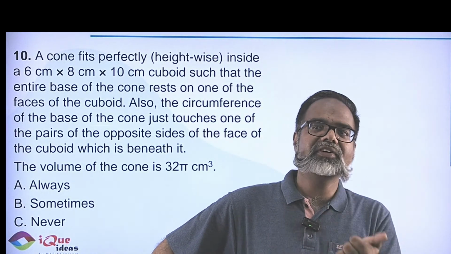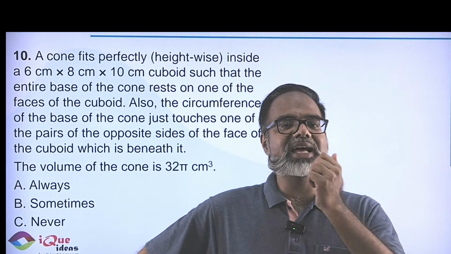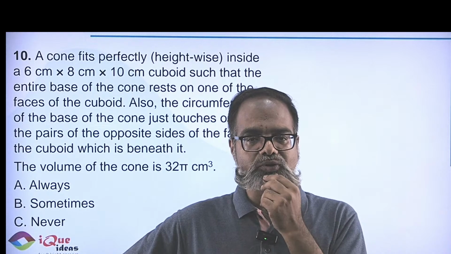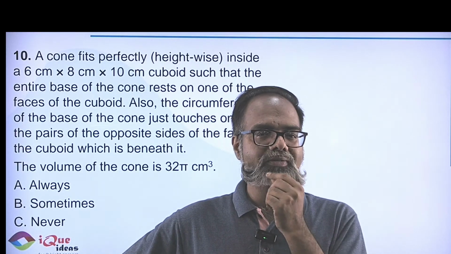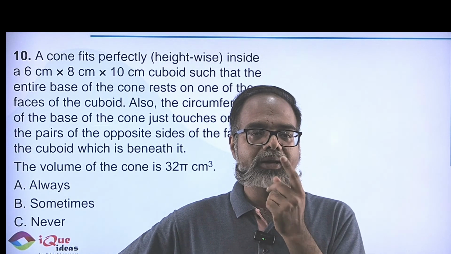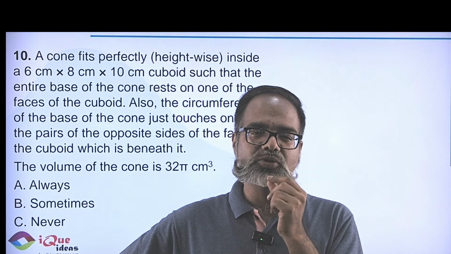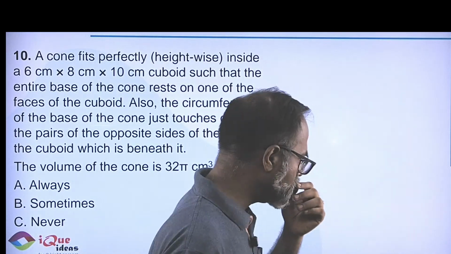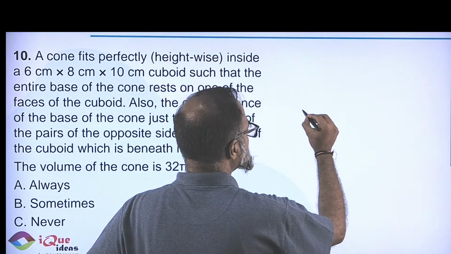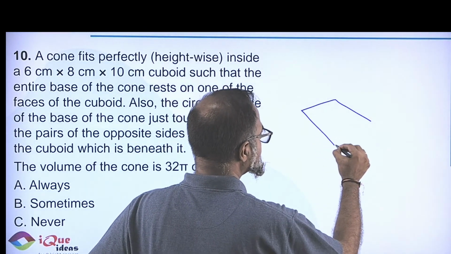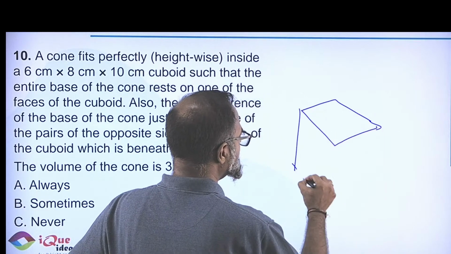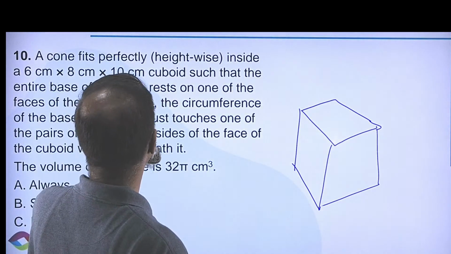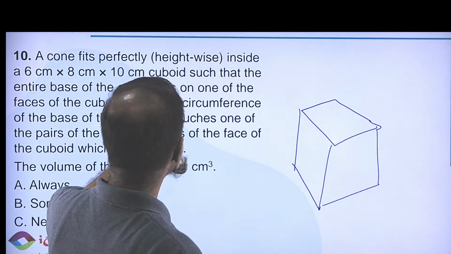I will definitely eliminate always as an option because I can think of 3 different scenarios, right? So maybe the always option is not true, but sometimes and never, no. So it's easier to just actually work it out, and it's not difficult at all. Let's understand the funda, what is happening. So they are saying that there is a cube which has certain length, breadth and height, 6, 8, 10, and the entire base of the cone.